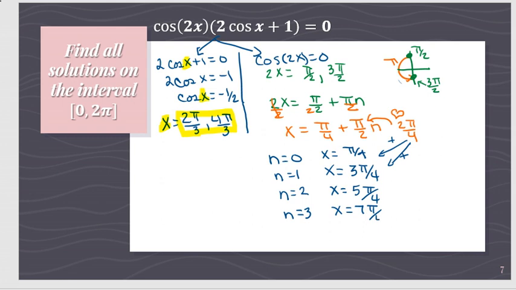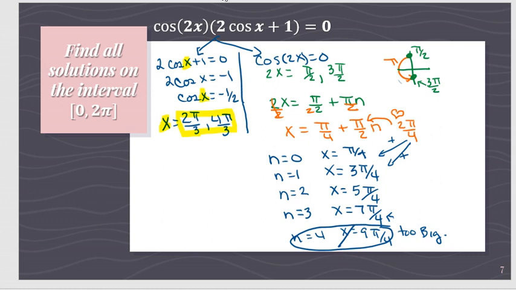7 pi over 4. If you went one more, which is, by the way, going to be too far, x would equal 9 pi over 4, and 8 pi over 4 is 2 pi, so this is too big. You didn't need to do it if you had recognized how close you were here, that you couldn't add any more to it or you would go beyond, then you could have stopped.